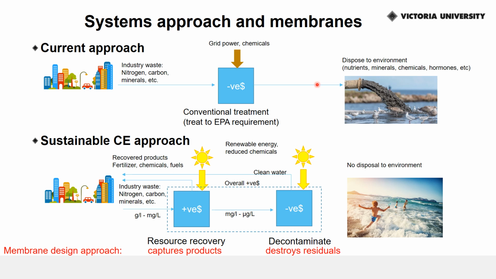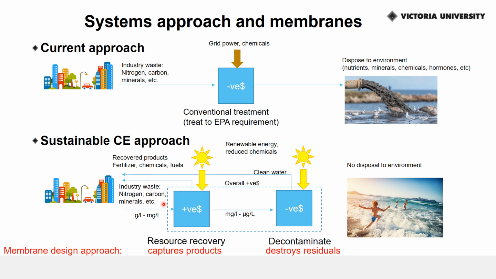So how we might design our membrane systems takes into consideration the way in which we treat our wastewater and what we do towards a more sustainable circular economy approach. Currently we treat our wastewater from industry or from communities to meet certain discharge requirements, at a cost in terms of chemicals and electricity or energy, before we discharge to the environment. However, as we continue to grow, this is becoming not sustainable anymore.